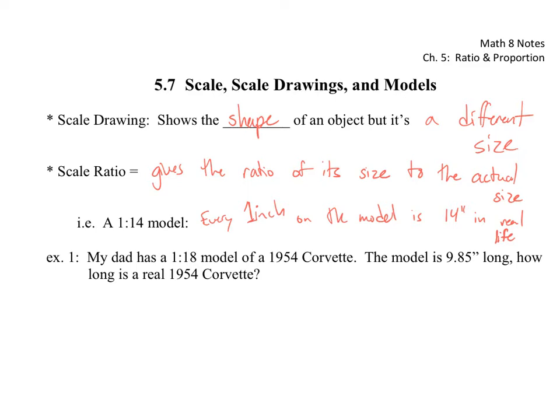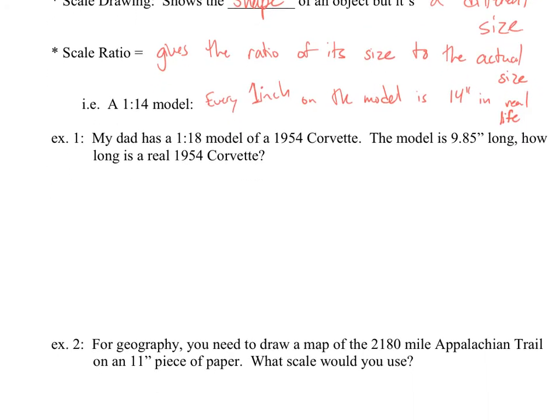Very similar. So my dad has a 1 to 18 model of a 1954 Corvette. The model is 9.85 inches long. How long is the real Corvette? So set it up just like a proportion. You've got 1 to 18.